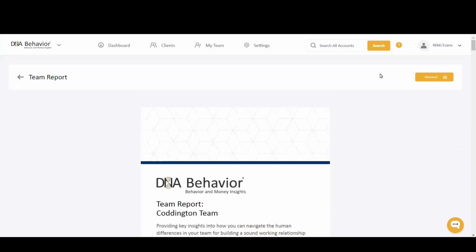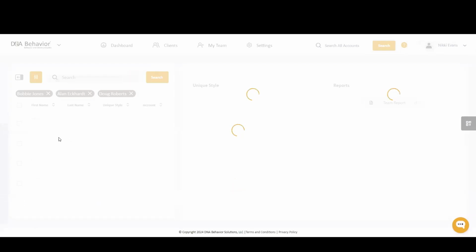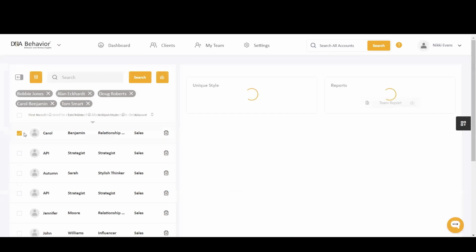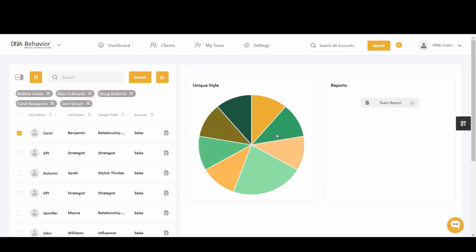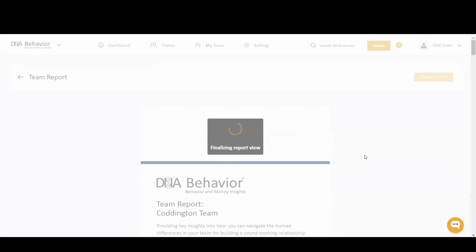So after you've generated a team report from your system, you've gone into your admin system, you have chosen the people that you want to see on the team report by selecting the checkboxes next to each team member. You will see this area in the system where you will see a roll-up of all of the styles on the team that you've chosen, and then you'll click the team report button. You'll enter a name for the team that you're choosing and a leader for that team, and then click Generate Report. And that will bring you to this view where you can actually see the team report.